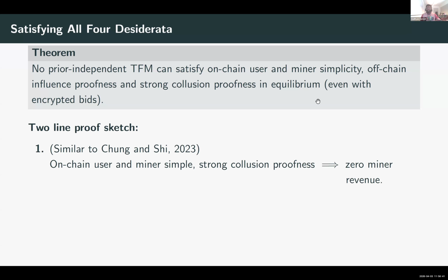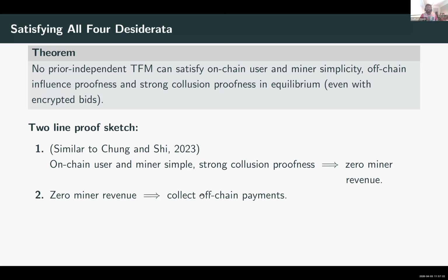The proof is a 2-line sketch. I won't go into the details, but I'll just give a 2-line sketch. The first step is by now a very standard argument in the TFM literature, thanks to Chung and Shi, 2023. So they argue that if you want a mechanism to be on-chain user simple and on-chain miner simple, that is, you want users to bid truthfully and the miner not to do sneaky things, and if you want strong collusion proofness on top of all of this, it should necessarily mean that the miner gets zero revenue, right? So this is very similar to the argument from Chung and Shi. I won't go into the details of this argument though.